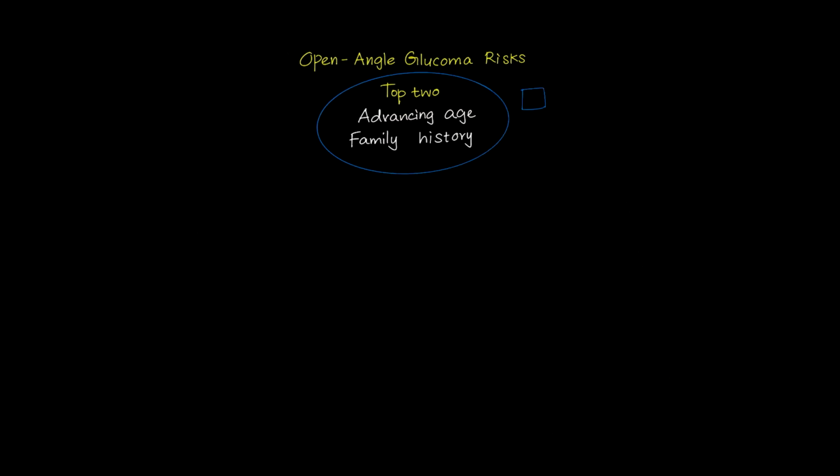Risk factor questions reward students who know the big hitters. For primary open-angle glaucoma, the strongest links are advancing age and a positive family history. Age matters because the drainage structures lose efficiency over decades, and genetics matters because the shape and function of those structures run in families. Diabetes and hypertension also raise risk by damaging the small blood vessels that feed the optic nerve.